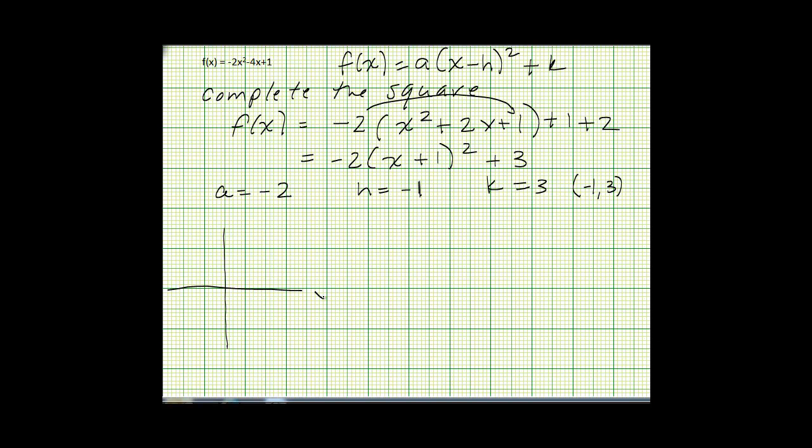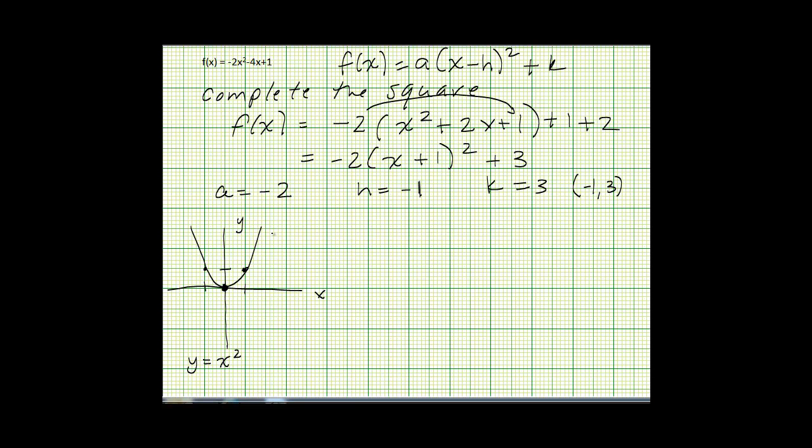We have our x and y axis, and our basic function is y equals x squared. We know that it has a vertex at 0, and we know that it goes through -1, 1, and +1, 1. And we connect our dots, and we draw our y equals x squared.